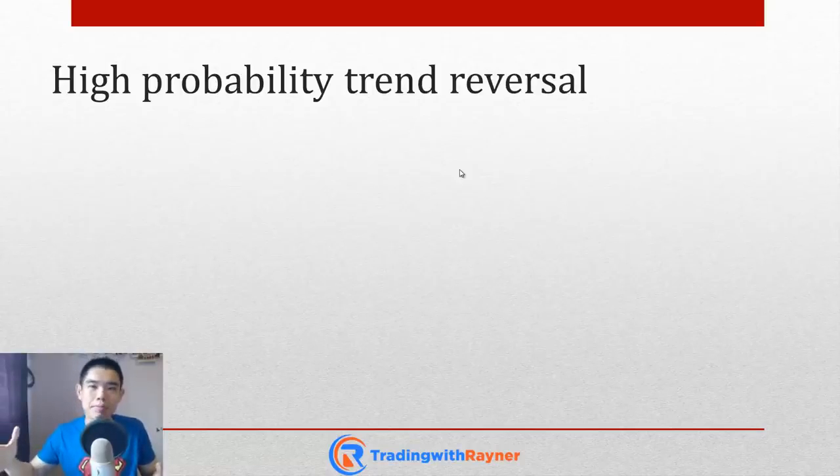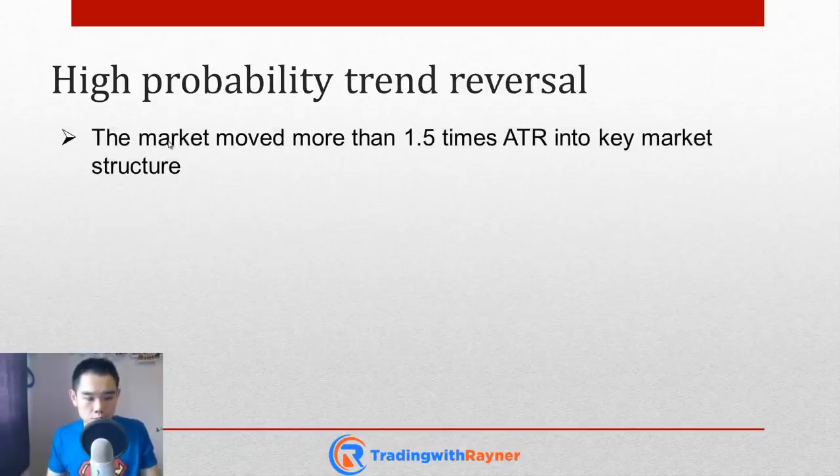It could happen, right? Maybe because of a news event, right? But more often than not, if it reaches 150, 200 pips, the market tends to snap back in the opposite direction. Okay, and you can use this knowledge, right, to your advantage and trade the trend reversal. How you'll do it is this, right? You want to look for the market that has moved more than 1.5 times ATR into key market structure.